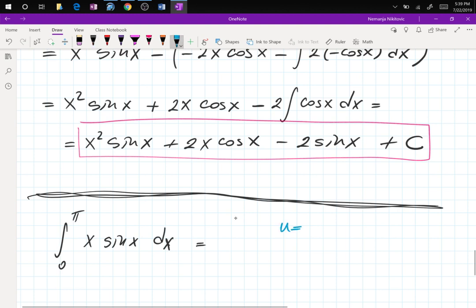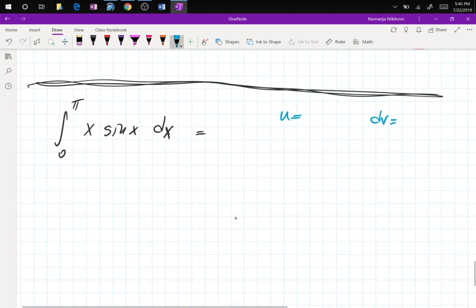So try this one on your own. You know you have to set up u and dv and all that good stuff. So you should be able to do this right now.